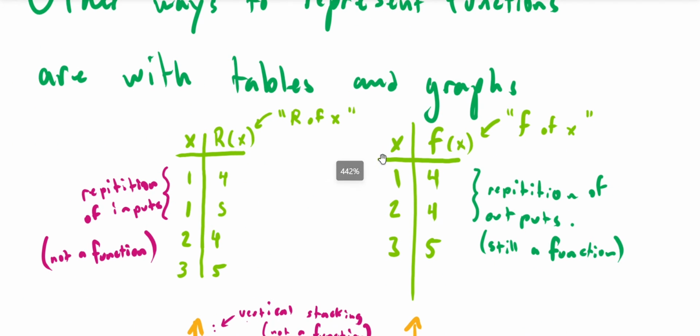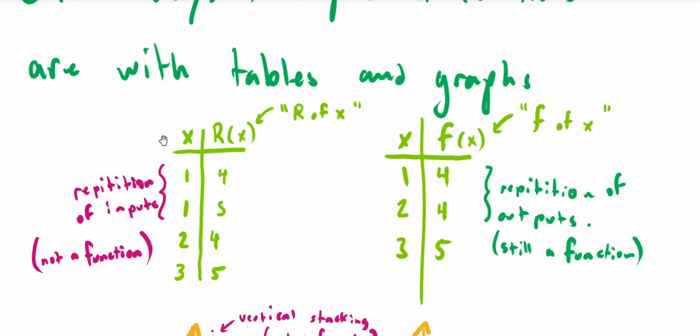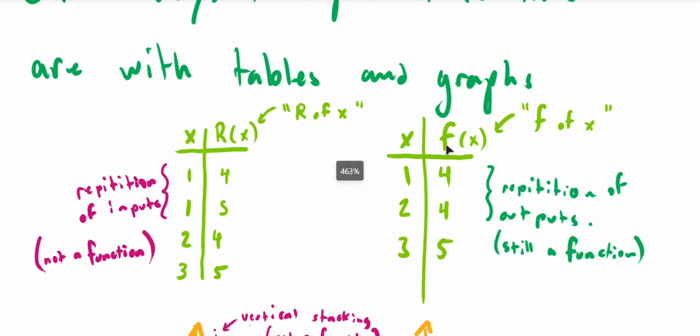So here I have the relation. We'll talk more about this parentheses notation in a moment. I have this relation put over here where we sent 1 to 4 and also 1 to 5 and 2 to 4 and 3 to 5. Here the problem was repetition of the inputs. That makes it not a function. Over here I've given our function a name, f, and I've said that f sends 1 to 4, 2 to 4, and 3 to 5. Repetition of the outputs is not a problem. This is still a function.